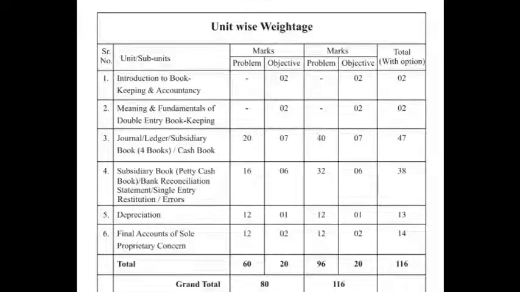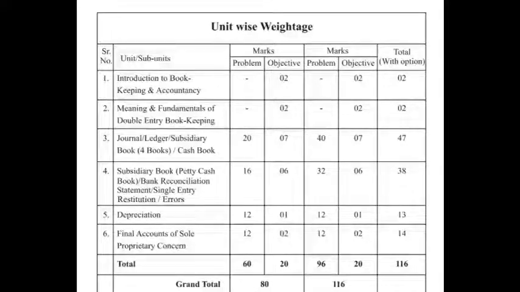See, in the first and second chapters, introduction of bookkeeping and accountancy and meaning and fundamentals of double entry bookkeeping, see, objectives of 2 marks and 2 marks. That means these chapters come for only 4 marks. So we'll not give more focus on these 2 chapters, because they are theory chapters. We'll focus more on chapter number 3, 4, 5, 6 and 7.